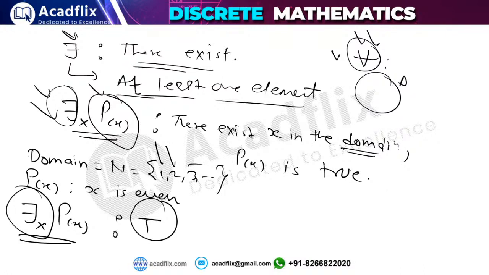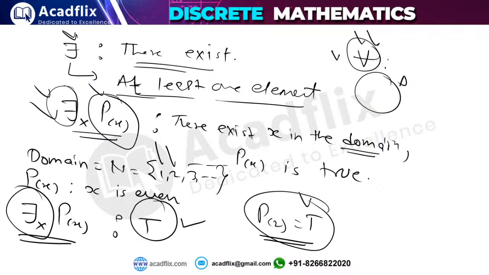Now this there exists quantifier does not care about other elements. Why? Because as soon as he finds one element, at least one element, that satisfies P(x), he becomes true. So there exists x P(x) will become true. Why? Because P(2) is true. So we are only interested in at least one element. This is the only thing we are interested in.